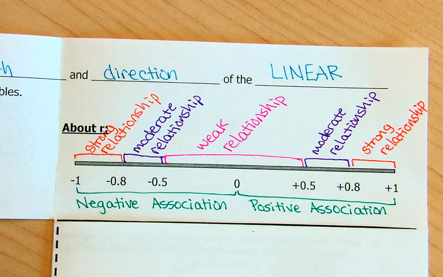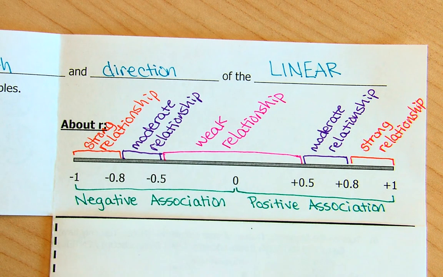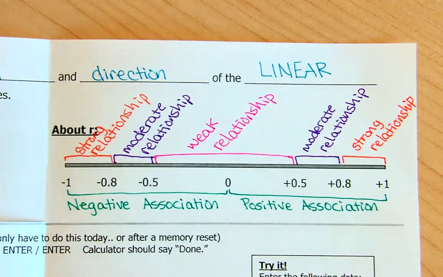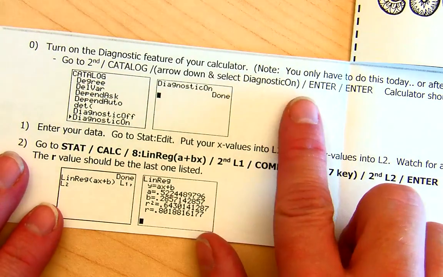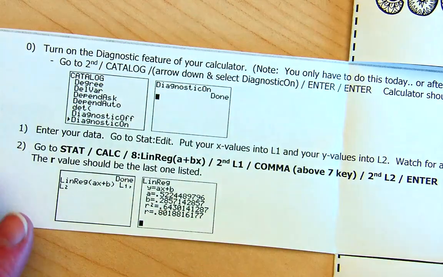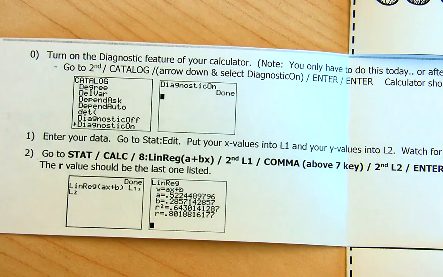So that's going to give us all of those indicators that we looked for when we were describing the relationship of two variables. So now that we know what to do with the value of R, we need to know how do we get the value of R. So this next part is going to tell us how to do this on the calculator. So first thing you want to do is make sure your diagnostics are turned on.